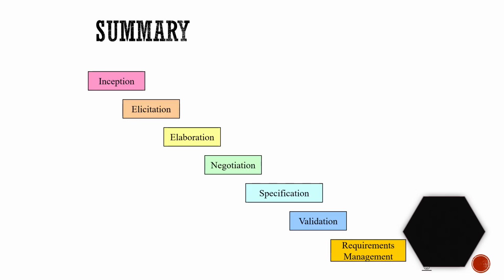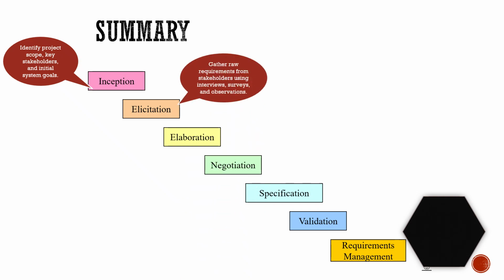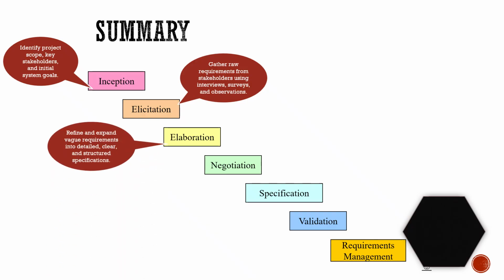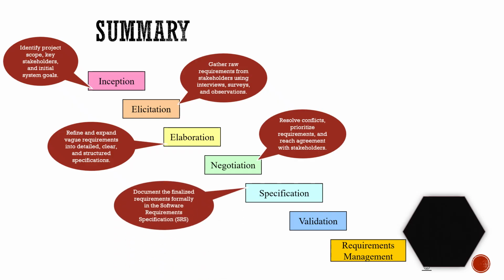So here we are coming to an end, where we have concluded all the things that we were supposed to discuss in this lecture. First was inception, in which we identified the scope of the project and the key stakeholders along with the initial goals. Elicitation, in which we gather requirements from stakeholders using interviews, surveys, and observation. Elaboration refines and expands vague requirements into a clearer, more structured specification. Negotiation resolves conflicts, prioritizes requirements, and reaches agreement with stakeholders. Specification documents the finalized requirements formally in the software requirements specification.